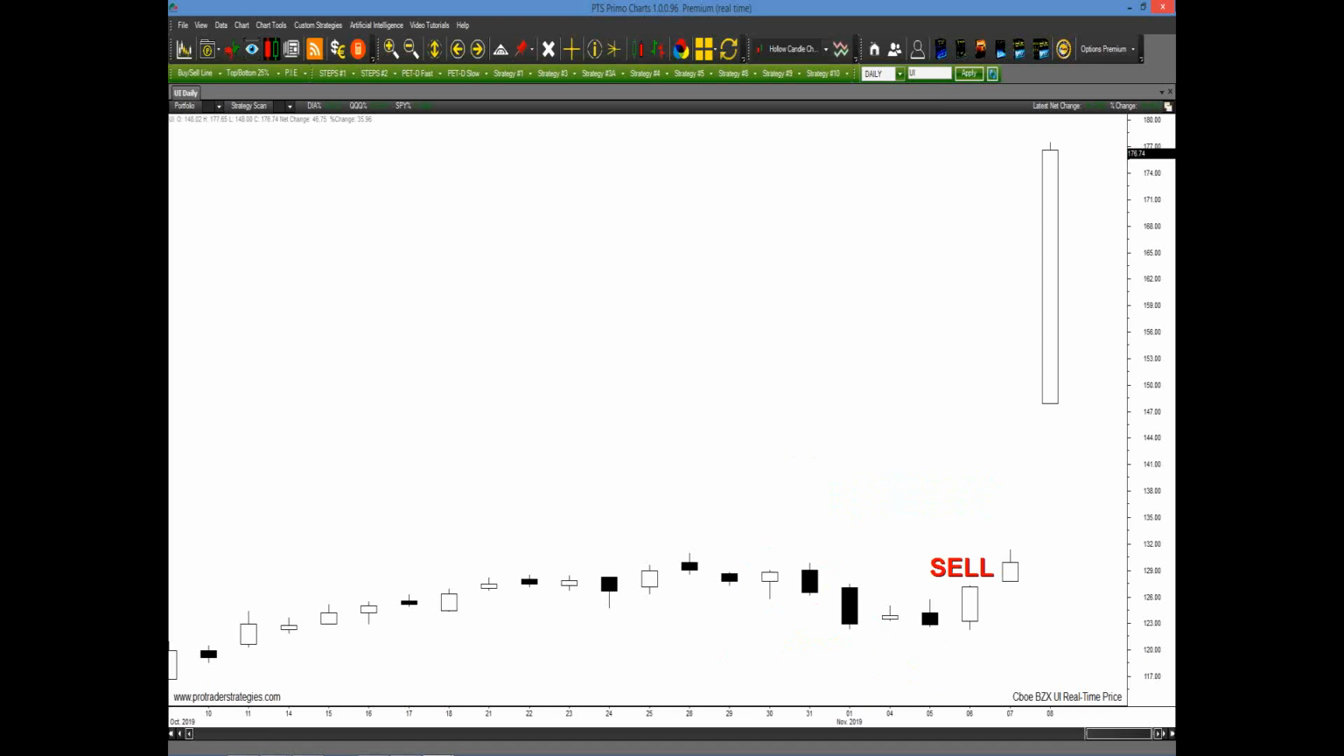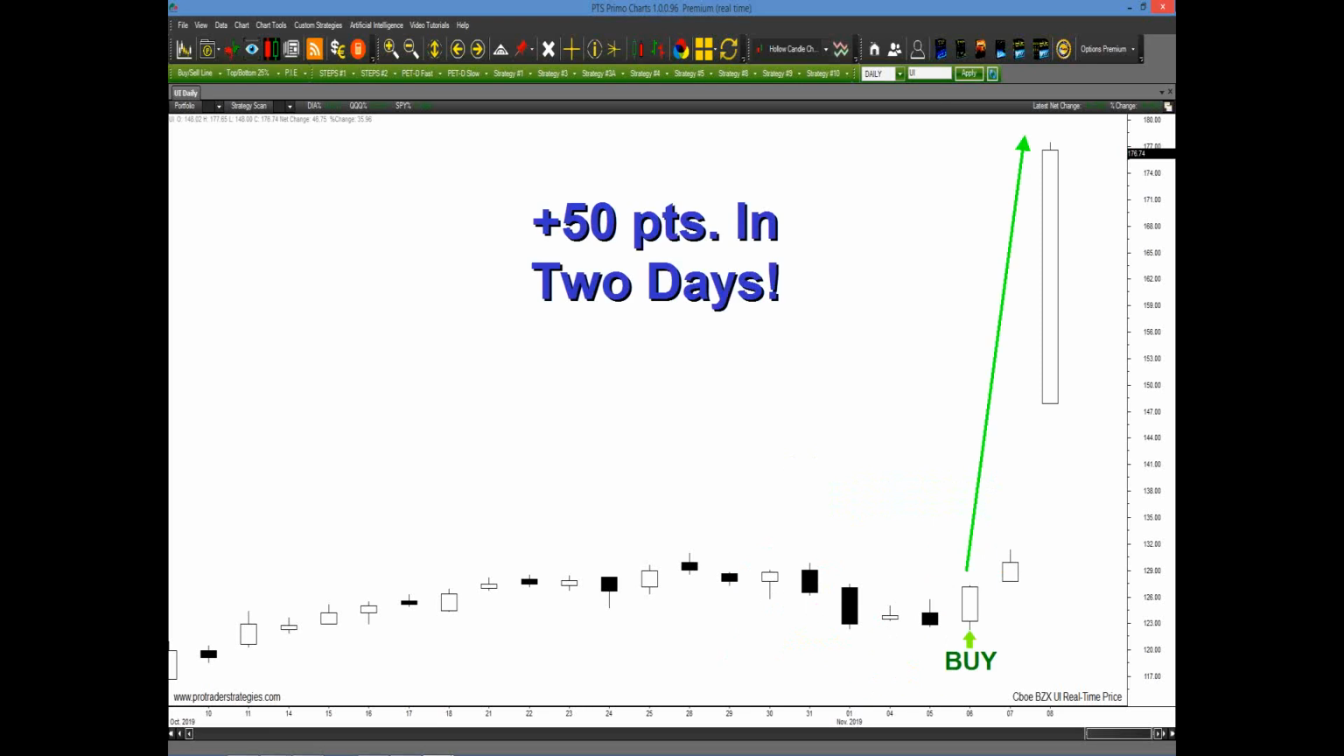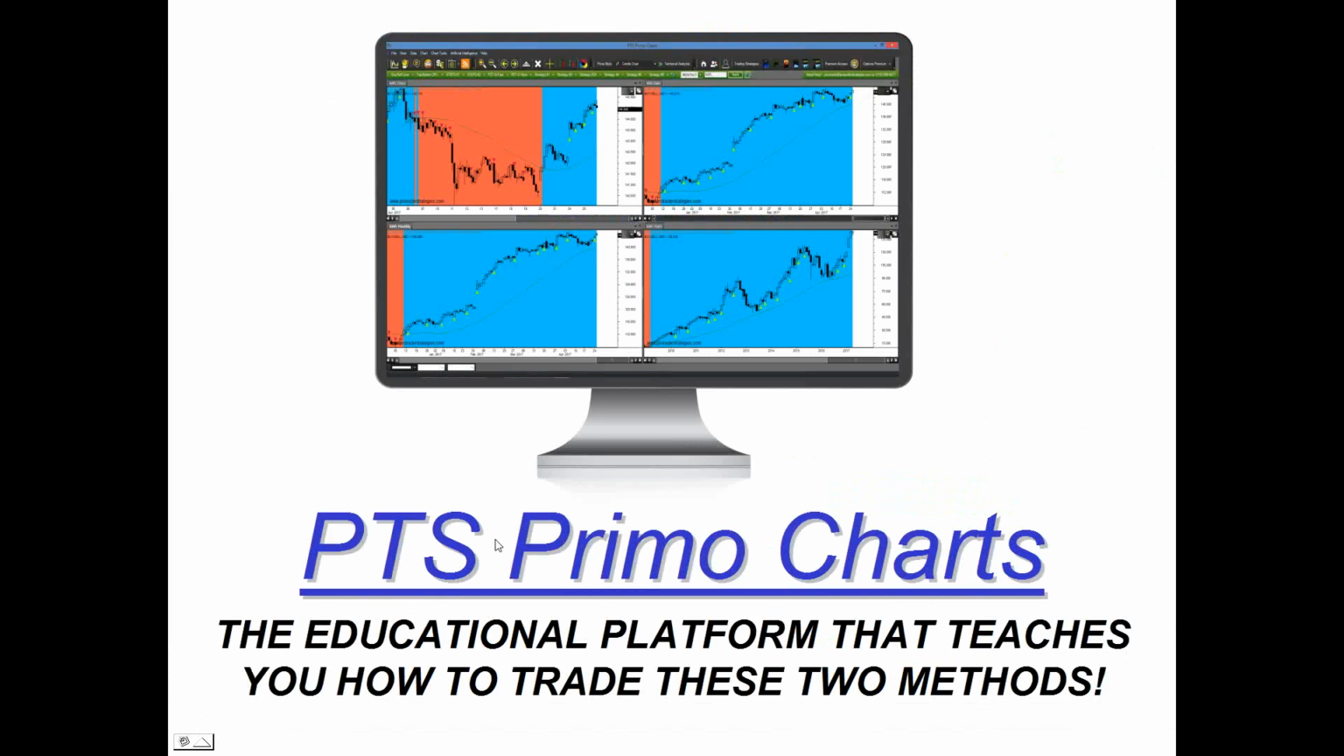Well, in today's presentation, I'm going to share with you 2 methods in action that have a very high level of consistency. In fact, these 2 methods, when combined, would have actually generated not a sell signal, but a buy signal 2 days in advance of that 50-point rise. So you're going to learn how to do this, and actually you're going to see how simple it is to apply this on our platform.